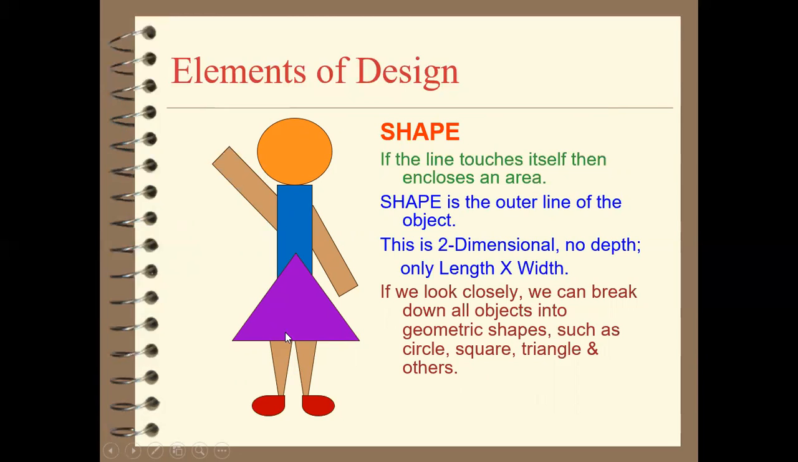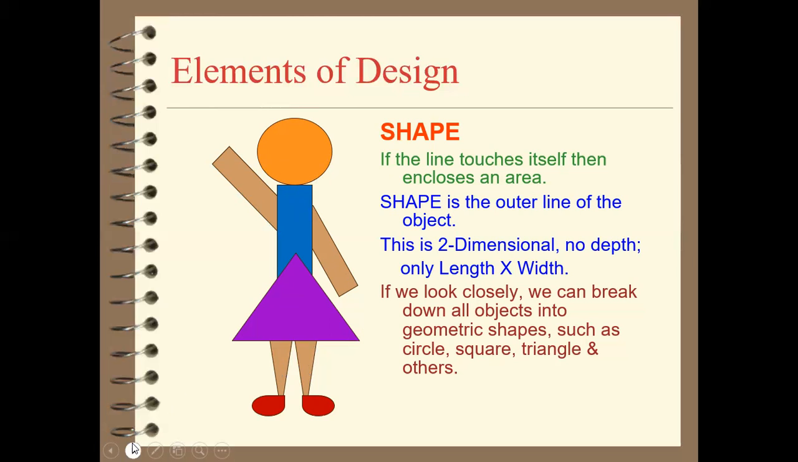So if you see the human person, we can break down the human person into shapes. Okay, the head can be a circle, and the body can be a rectangle, and this is a female, so the skirt can be a triangle, and the arms can be rectangles, and the legs can be inverted triangles, okay, and the shoes also. So they all can be broken down into shapes, simply put.